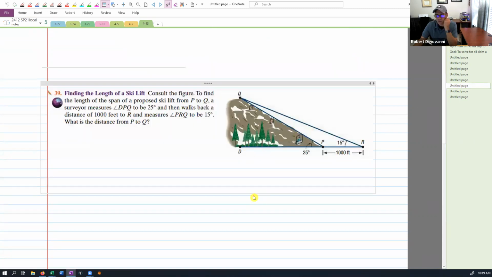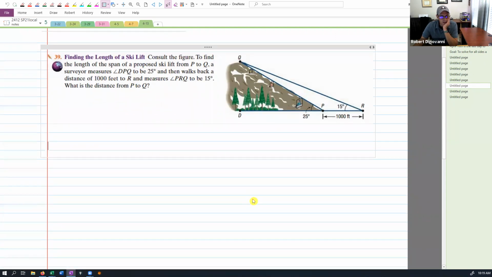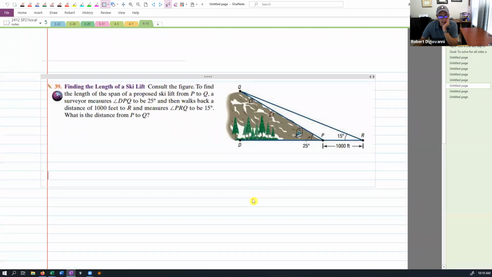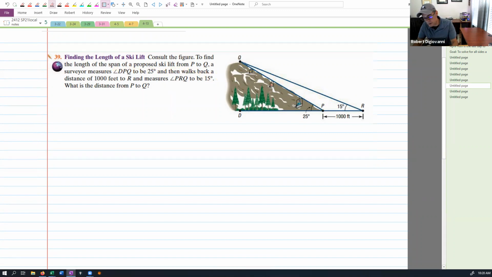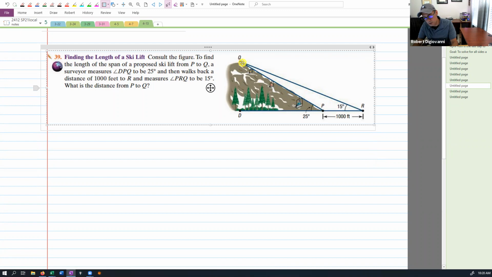Let me see, we've got 20 minutes. Why don't I let you work on this one? Okay, we'll talk about it and I'll let you work on it. So finding the length of a ski lift. Look at this figure. To find the length of the span of a proposed ski lift from point P to Q. So we're trying to find the length from P to Q. We're trying to find this length, okay?